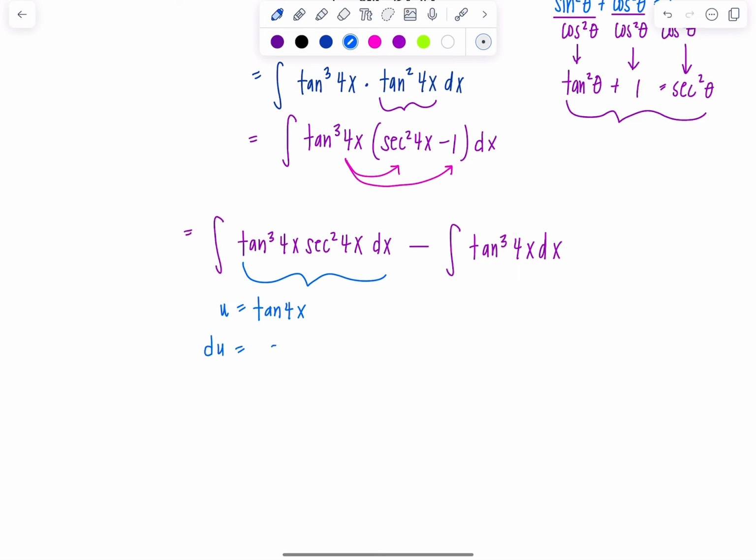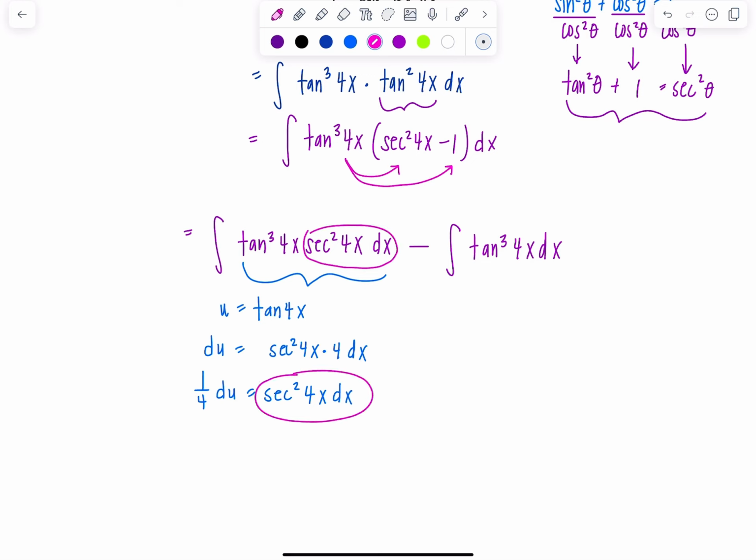Then du would be secant squared 4x times 4 dx. Don't forget the chain rule. So 1/4 du is secant squared 4x dx. And do you see that works out beautifully? Here's secant squared 4x dx. Voila. Okay, I'm actually not going to keep going just yet, because I want to look at what's going on over here.